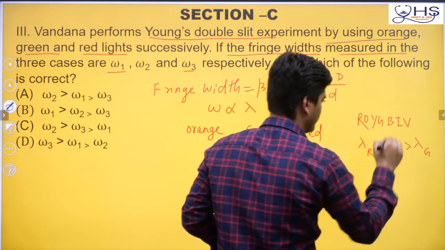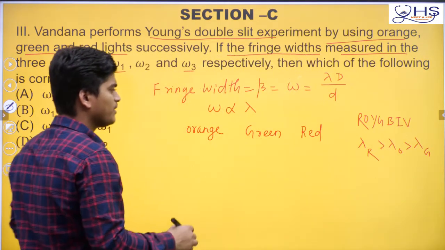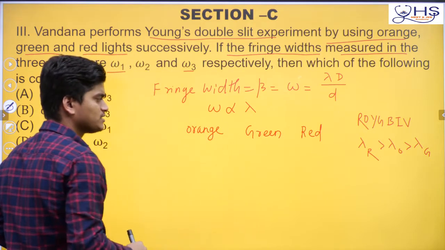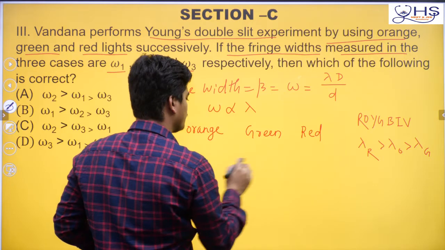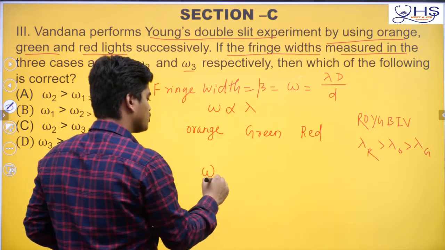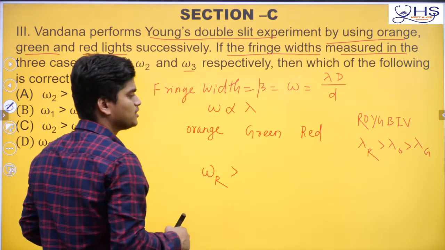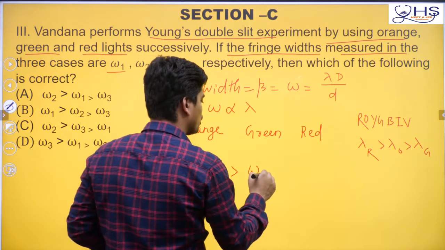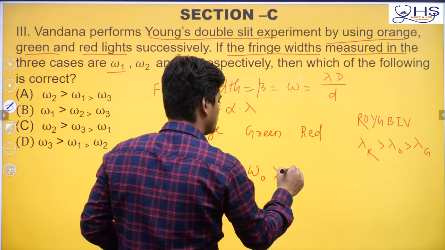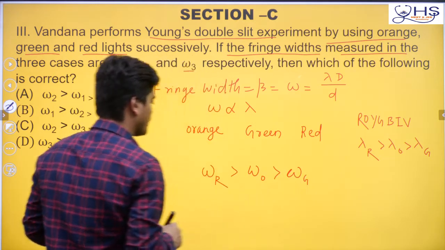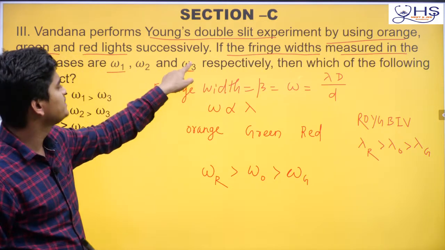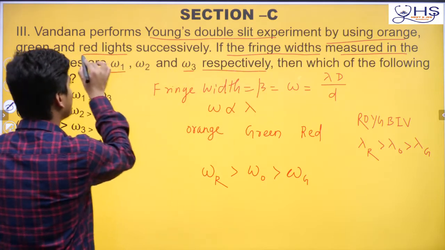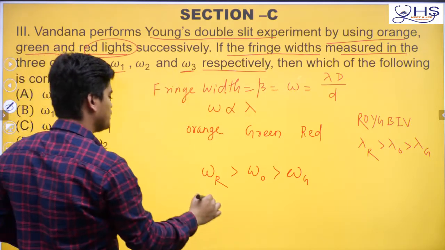to green. So the wavelength of red is greater than orange, and the orange wavelength is greater than green. Now if the wavelength is greater for red, omega will also be greater for red, then for orange, then for green. Okay, now see here, for red how much is given? For red light it is omega equal to 3, so omega red is omega 3.